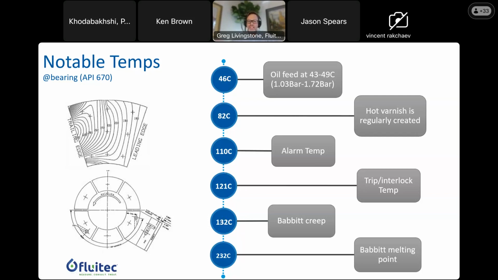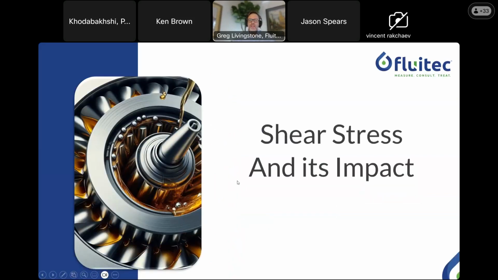It may be shutting the machine down, which in some processes just cannot be done. So you have to take some kind of action while you're operating to try to mitigate this temperature and allow you to keep operating. All right, so that's a high-level overview of varnish. Most of you, I'm sure, are familiar with this. Now we're going to talk about shear stress and some of the impacts that shear stress can have.